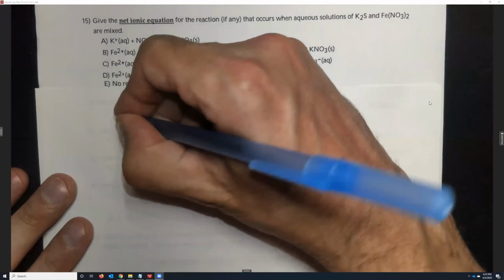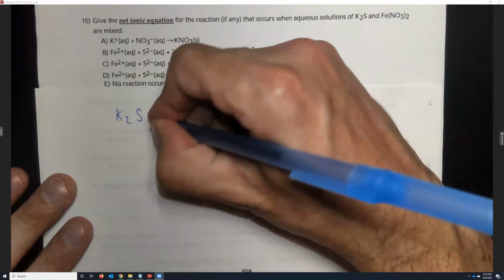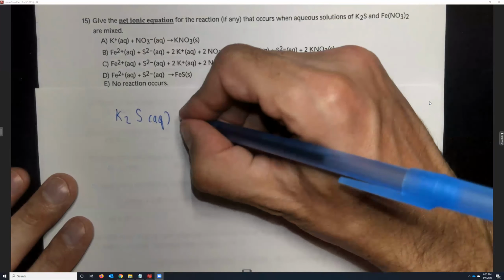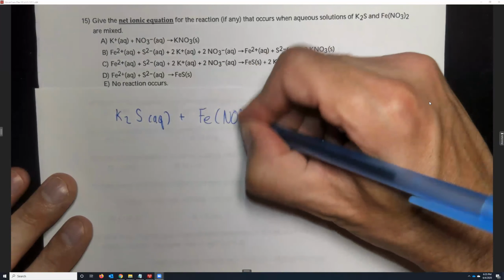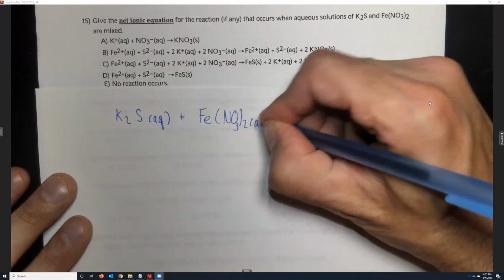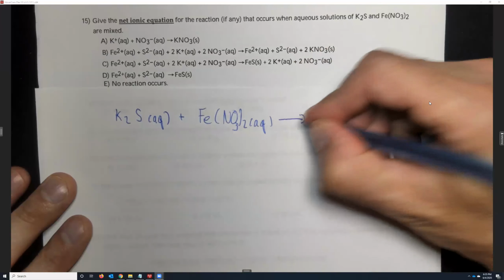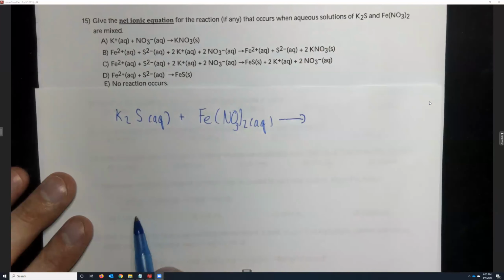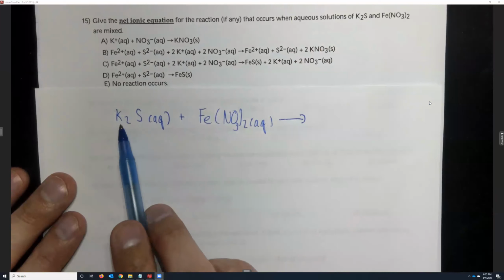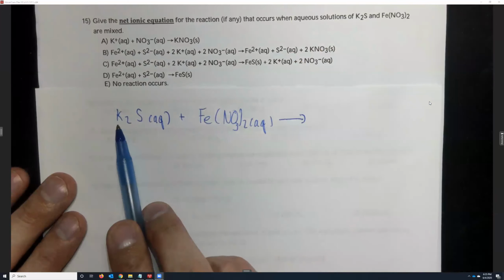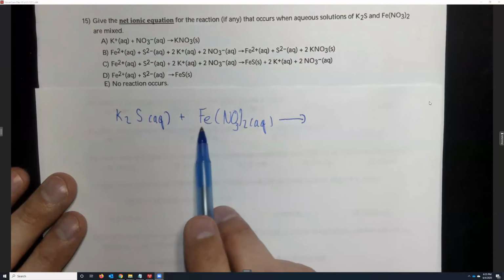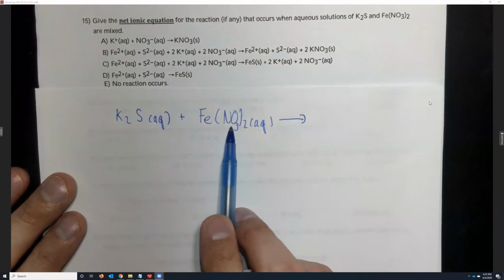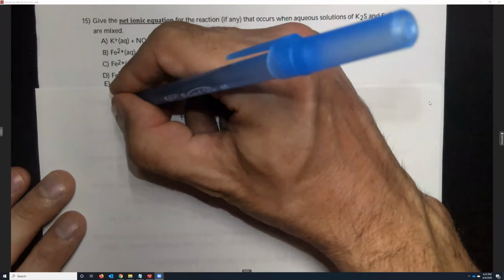So what we have is K2S aqueous reacting with FeNO3 aqueous, all right? And we wanna see if anything happens when they mix. Well, here, my positive ion is K, and my negative ion is S2 minus. And here, my positive ion is Fe, and my negative ion is nitrate. So this is a double displacement reaction.